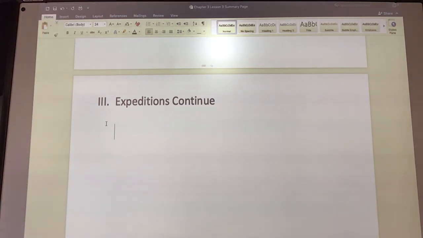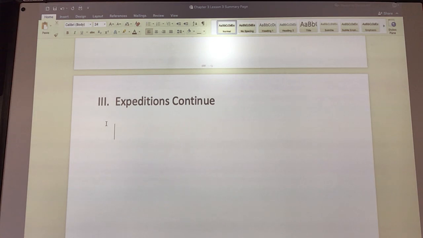Chapter 3, Lesson 3. All right, here we go. Expeditions continue. More conquistadors wanted to explore the Americas. You're following along, iPad open to the textbook. They came to the Americas to claim land and find gold. Pizarro and the Incas. Francisco Pizarro was a Spanish conquistador. I would write that down. You may have already written it down in your vocab, people, places. Francisco Pizarro was a Spanish conquistador.